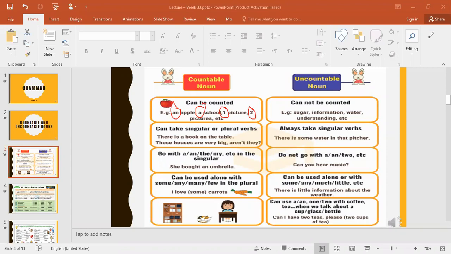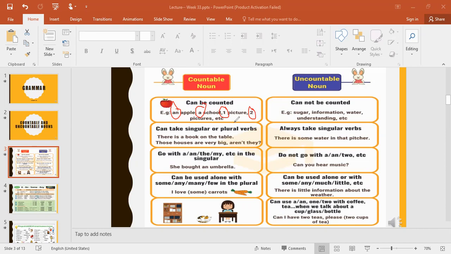Now the uncountable, as you can see in the chart: sugar, information, water, understanding. So I am not using an or a or one or the numbers. I'm not saying, for example, one water, one information. I'm not counting. This is the first difference between them.